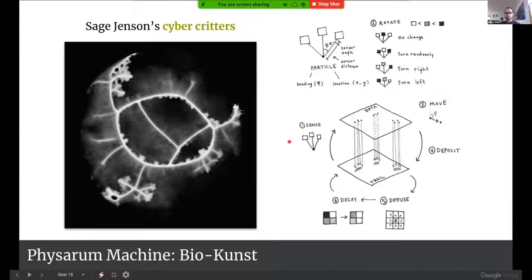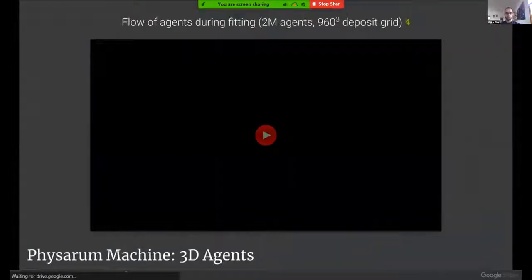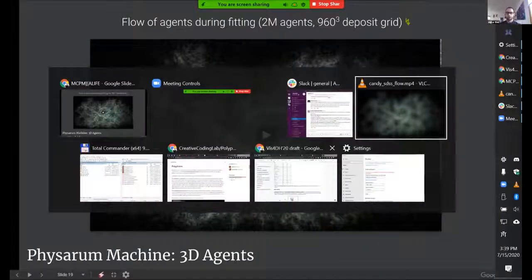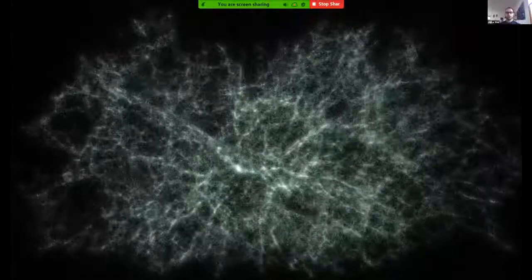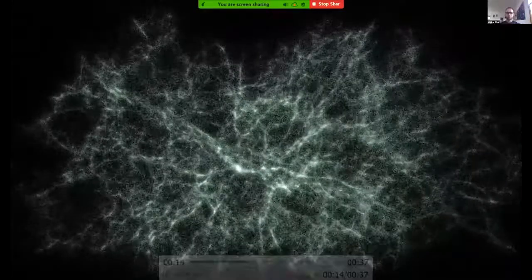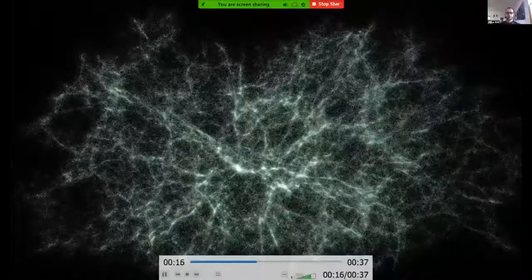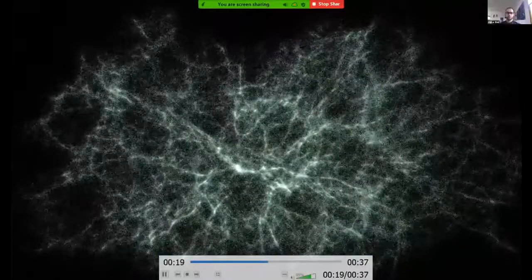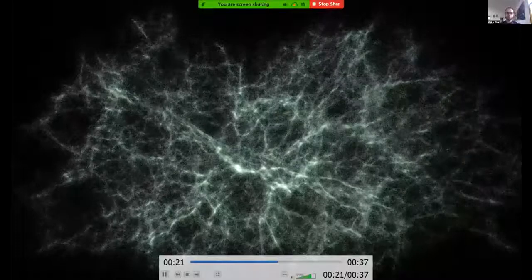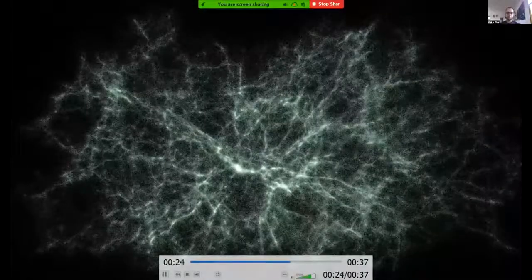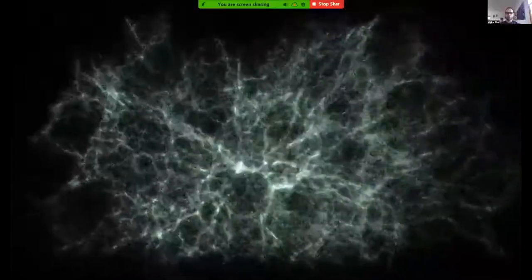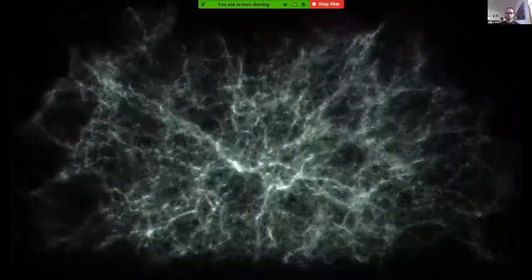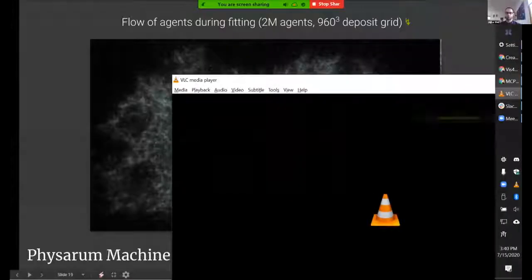So our first step was to extend this to 3 dimensions. Here we have the agents represented as white dots, and this is already fitting to the galaxies. You can see that the agents accumulate around the supposed data sources, which are not rendered here, just to show the agents themselves. And you can see that this is a fully 3-dimensional structure, and the agents stabilized in an equilibrium, which corresponds to the structure of the galaxies.